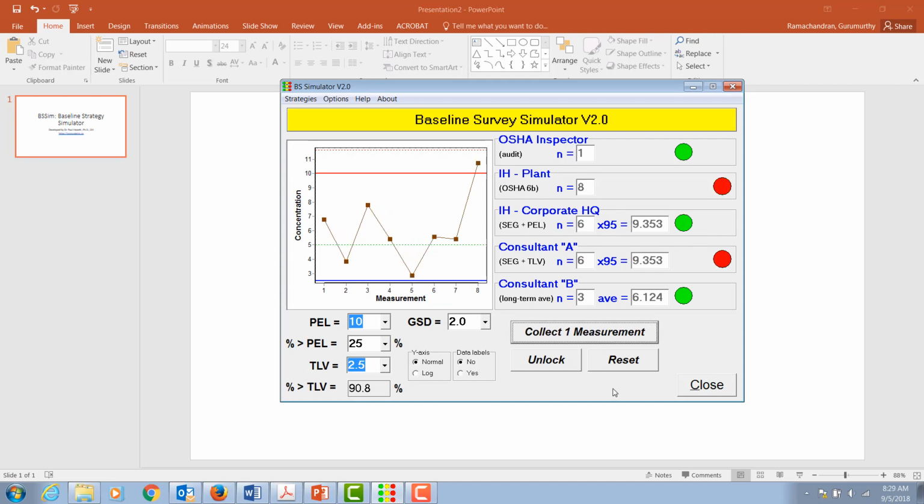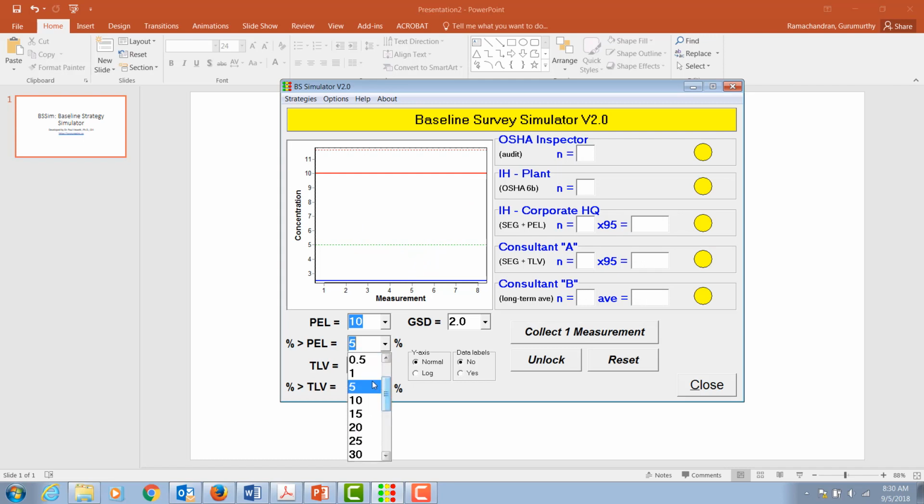So we can tweak our input parameters and look at how each of these decision strategies play out. We can say, okay, let's make this 5% exceedance, so it's at the borderline. Actually, let me just make it 1% exceedance based on the PEL, but 37% exceedance based on the TLV. And now let's see how the different strategies do.